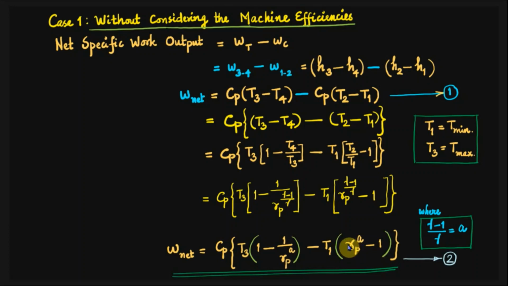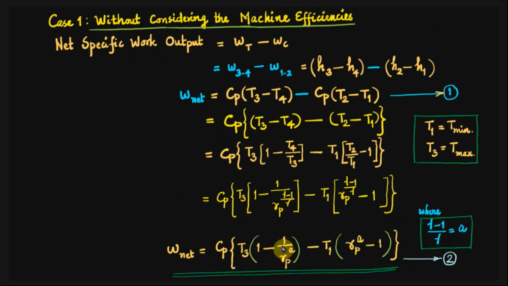Why do we do this? Because now in our expression Cp we assume that it is a constant, then T3 and T1 are the maximum and the minimum temperatures in the cycle. Now Rp is the pressure ratio. Now we got the specific work output from the cycle in the ideal case or the ideal cycle in terms of the pressure ratio and the temperature limits.